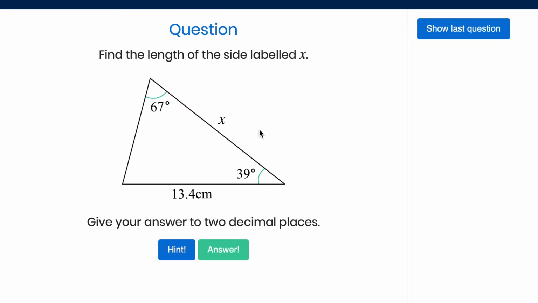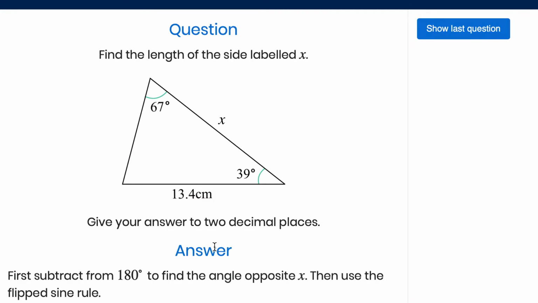Okay, so before seeing the answer, we'll let you know where people go wrong with this. And where they go wrong is they forget that sides and angles must be opposite one another to use the sine rule. In this triangle, the 39-degree angle is not opposite the side labelled x. So here is the answer. What we need to do is first find that angle that is opposite x.